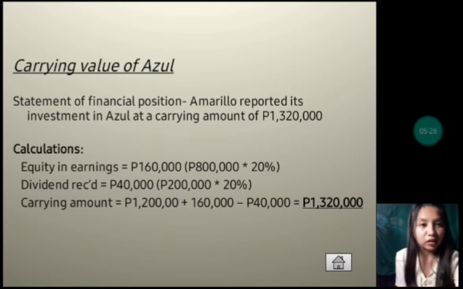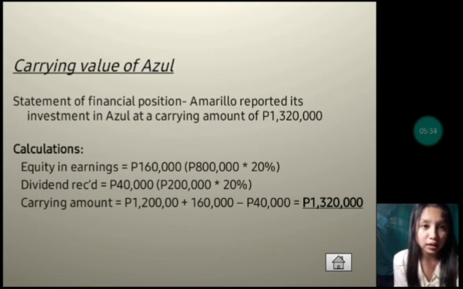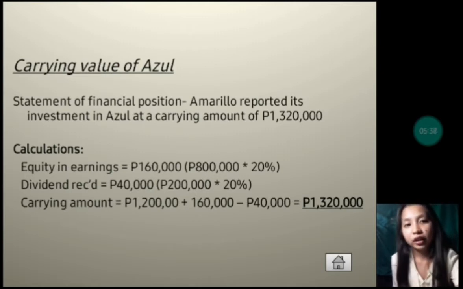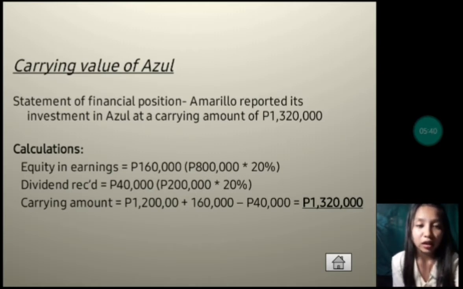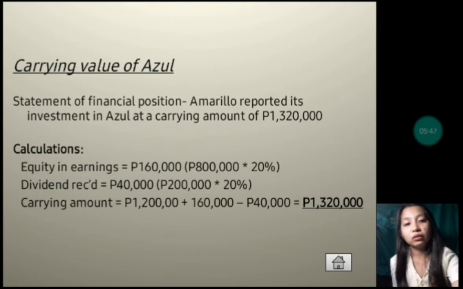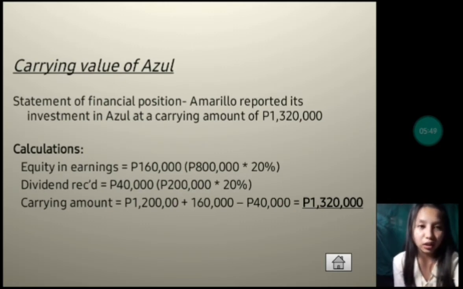You derive it from 800,000 times 20%. This was the investment of Azul in equity earnings. The next is the dividend received, which was 40,000. That comes from the 200,000 dividends declared and paid, times the 20% ownership interest. That is why there is a 40,000.